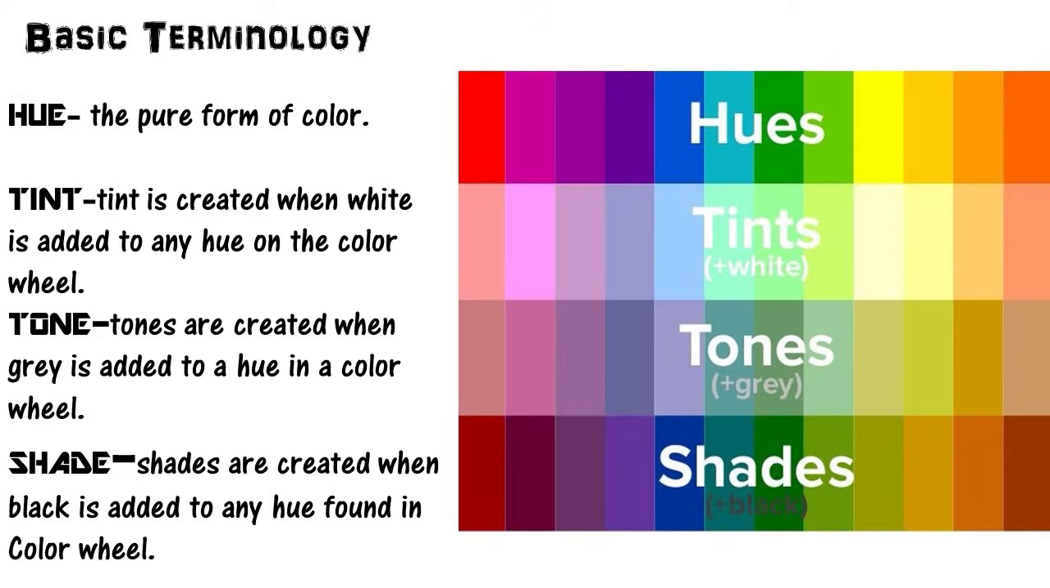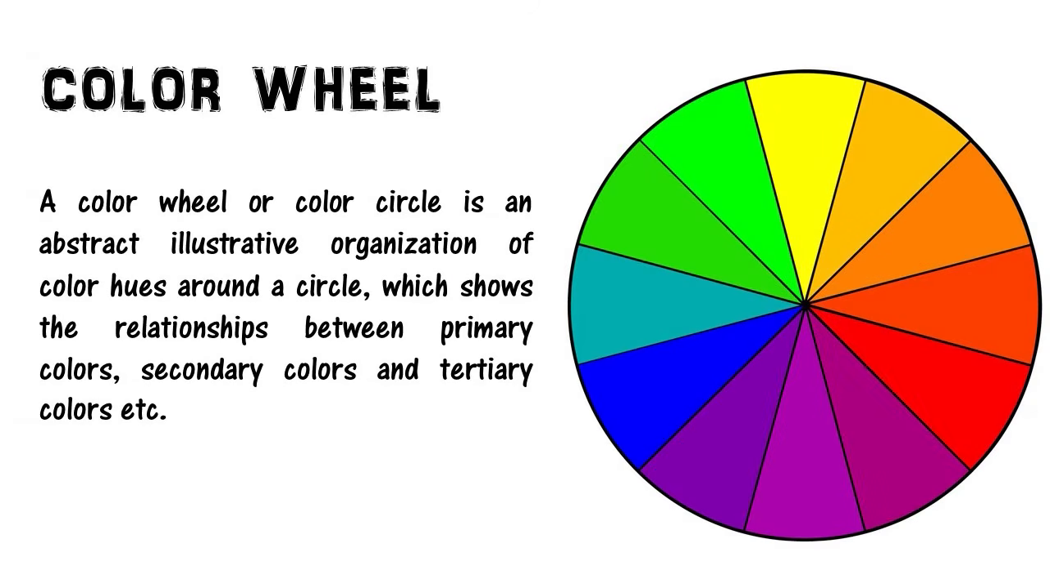So let's see what's next. Next we have color wheel. A color wheel or a color circle is an abstract illustrative organization of color hues around a circle which shows the relationships between primary colors, secondary colors and tertiary colors.